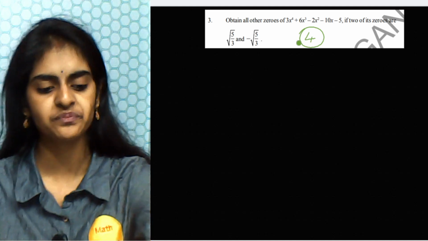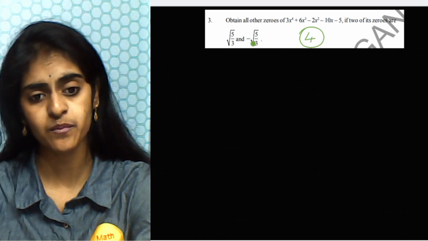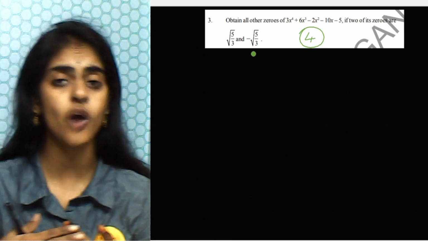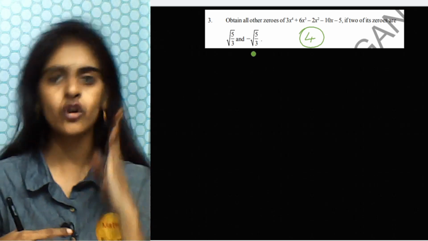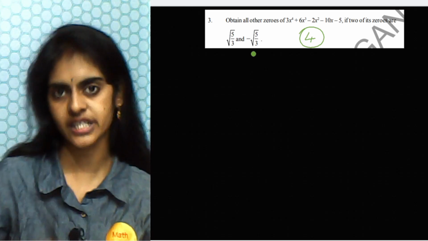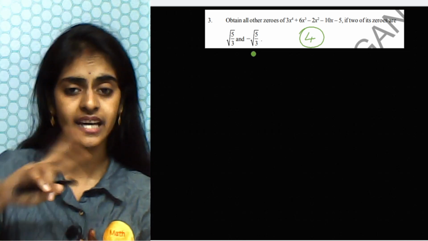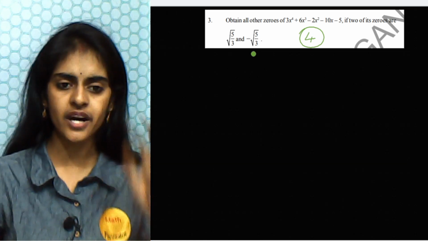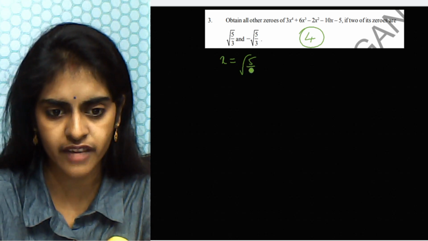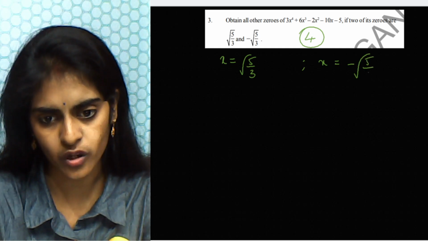Clear? So now two of its zeros are under root 5 upon 3 and minus under root 5 upon 3. We know that a polynomial of degree 4 can have a maximum of how many zeros? It can have 4 zeros. So 2 zeros are given to you, and you have to find the other 2 zeros. Clear with this point? So let us take one zero as x is equal to under root 5 upon 3, and another zero is x equal to minus under root 5 upon 3.